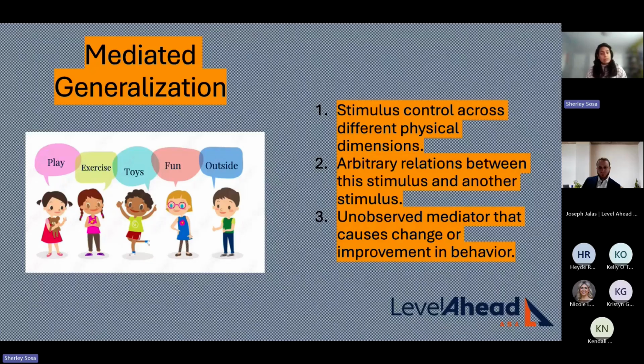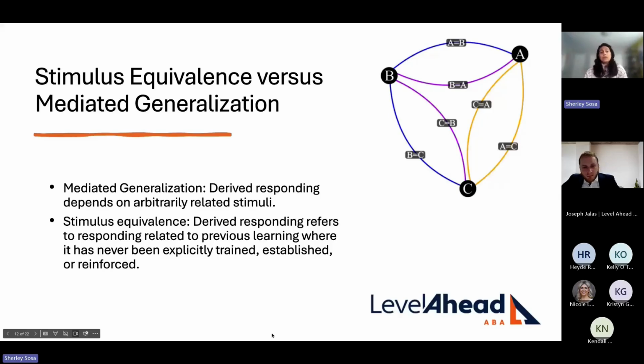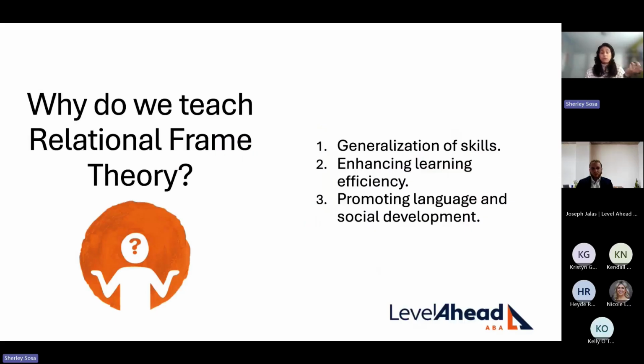It is an improvement in response in the presence of a stimulus because of a learning history established with arbitrary relations between the stimulus and another stimulus that allows the latter to function as a commonly unobserved mediator that causes the change or improvement in the behavior. So mediated generalization is a derived responding, which depends on arbitrarily related stimuli, while stimulus equivalence is also a derived responding, but refers to responding related to previous learning that reliably occurred even though this behavior was not explicitly trained, established, or reinforced. So why do we teach relational frame theory?